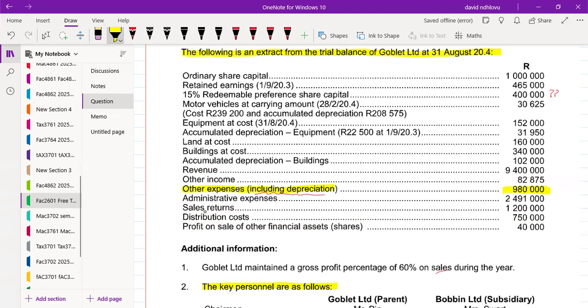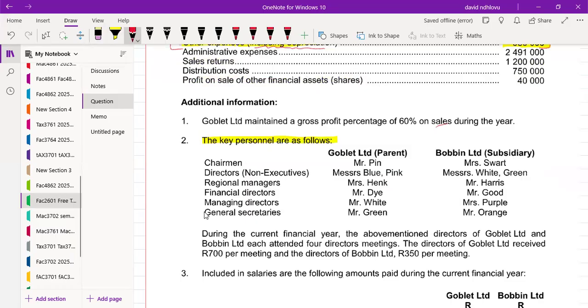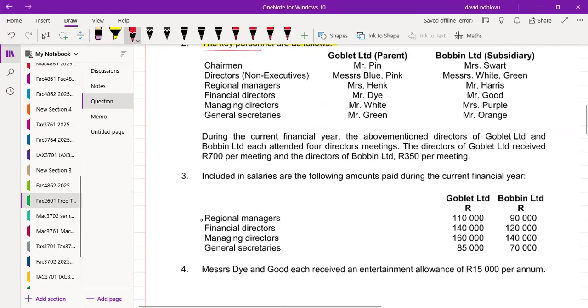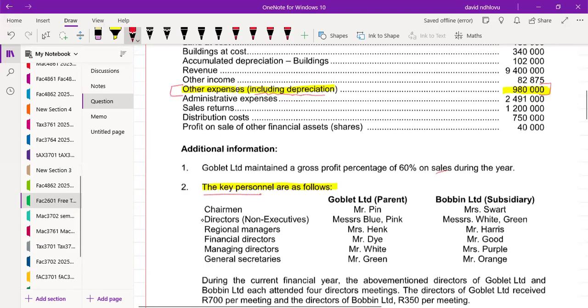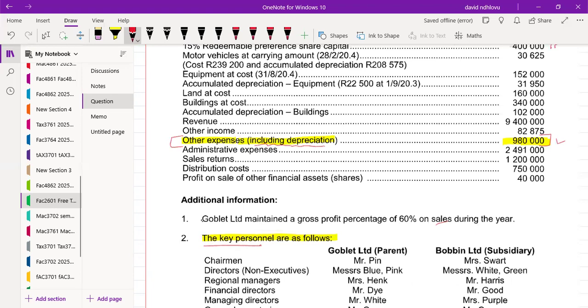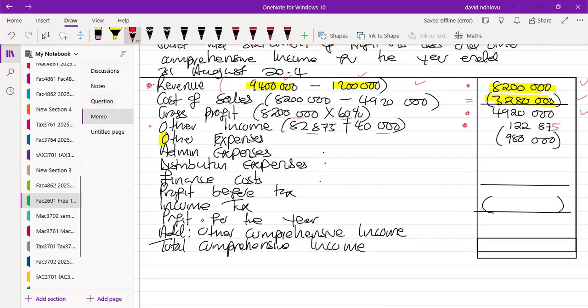Normally, what you do with the question, you must check if there is any additional information in connection with other expenses, because some additional information may mean that you need to adjust the figure. So we go and check. We're given the key personal information. There is nothing specific on other expenses. So what it means is there is nothing that is important that you've got to worry about. Take the figure as it is, which is what we were having there.